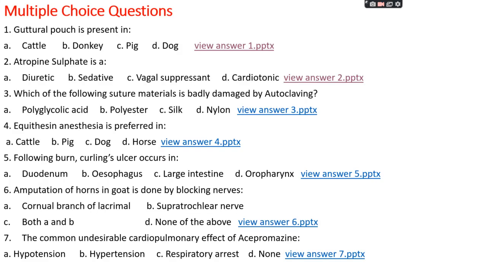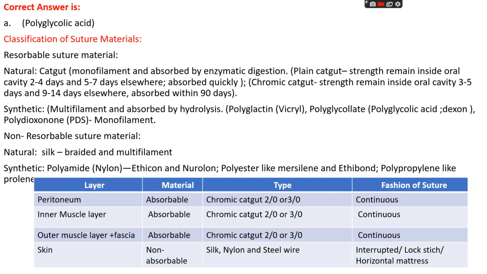Question number 3. Which of the following suture materials is badly damaged by autoclaving? Option A, polyglycolic acid. Option B, polyester. Option C, silk. Or option D, nylon. The right answer is option A, that is polyglycolic acid.